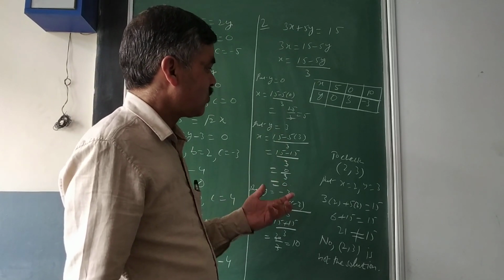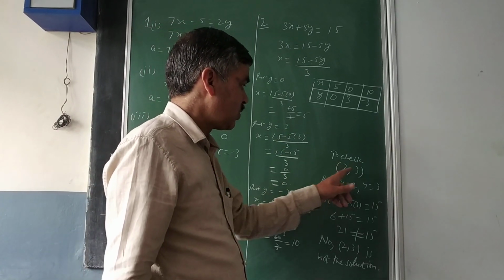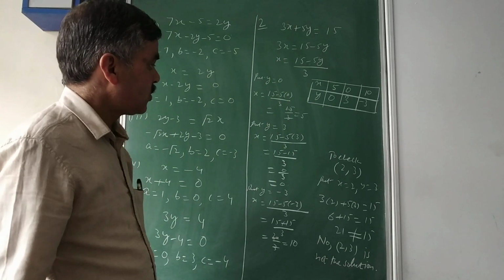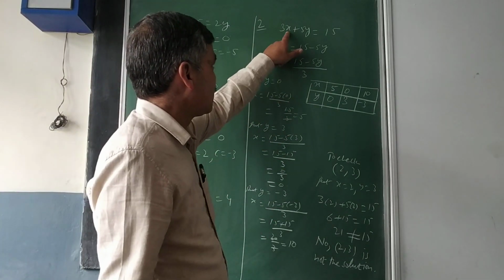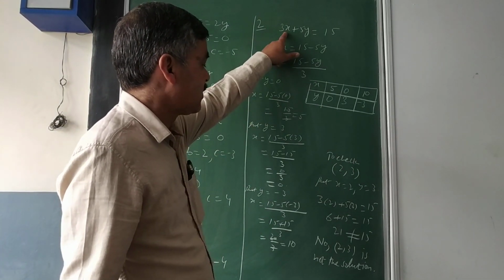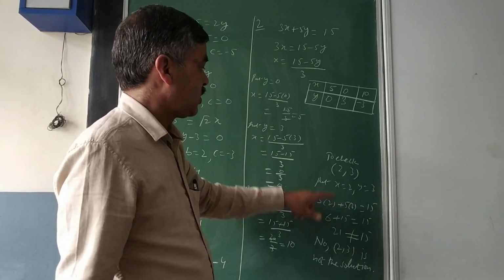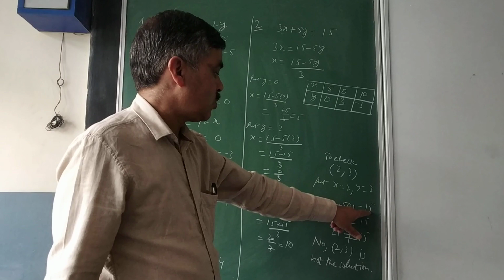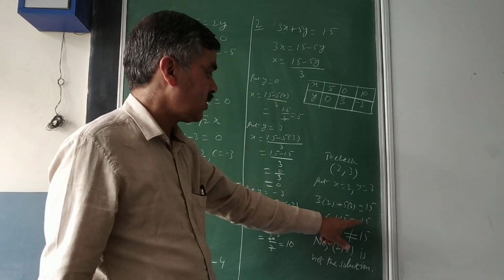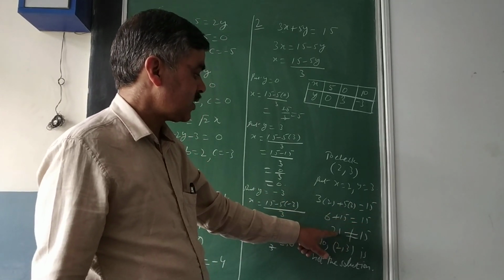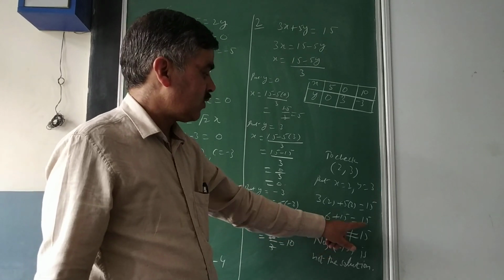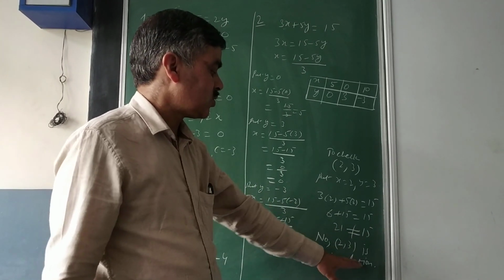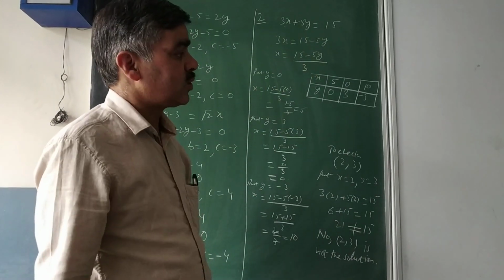Then at last it also was asked in the same question, check whether 2 and 3 are the solutions of this equation. So nothing to do, simply you replace x by 2, that is the value of x, and y by 3. So equation becomes 3 into 2 plus 5 into 3 is equal to 15. Here it is 6 plus 15, but left hand side sums to 21 which is not equal to 15. So therefore 2 comma 3 is not the solution set of the given equation.